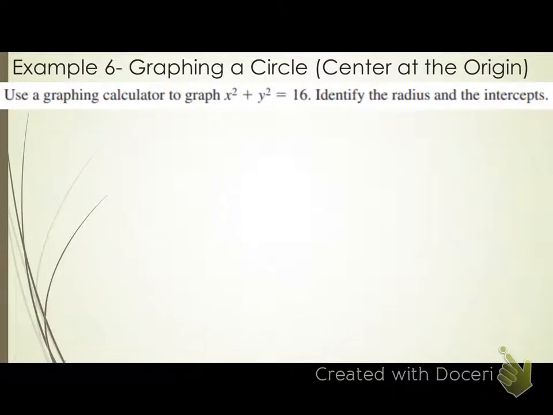Example 6, graphing a circle with the center at the origin. Says use a graphing calculator to graph x squared plus y squared equals 16. Identify the radius and the intercepts. So what do I need to do first before I can graph it? Get y by itself. Subtract x squared. Got to subtract x squared from both sides first. Everyone okay with that first step?